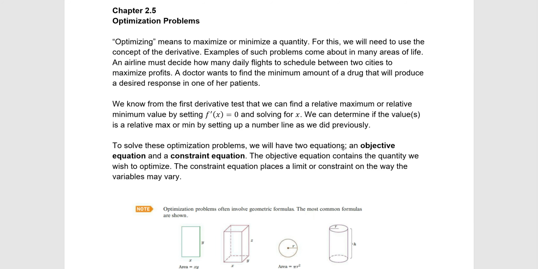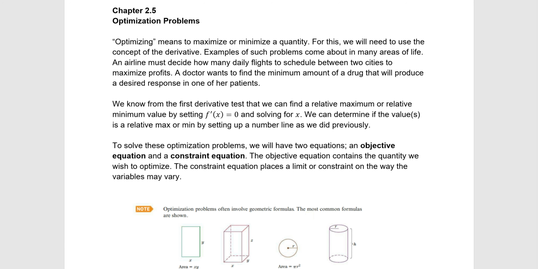Chapter 2.5 is optimization problems. So for optimizing, what this means is we are going to be maximizing or minimizing a certain quantity. And to do this, we're actually going to be using the concept of the derivative. So I threw a couple real life examples on here. This stuff pops up all the time.